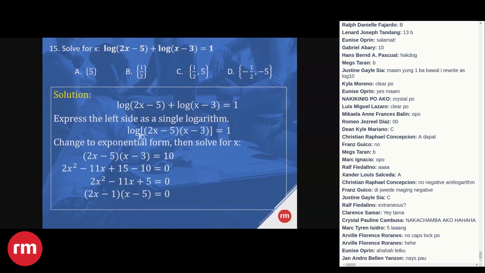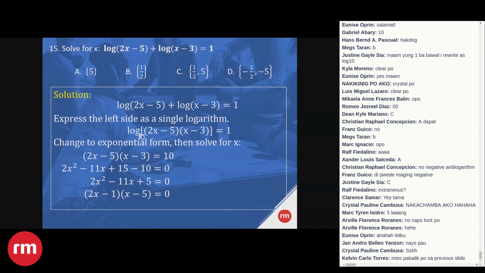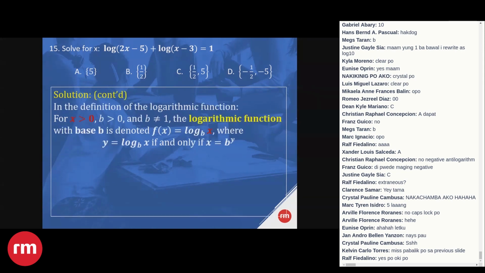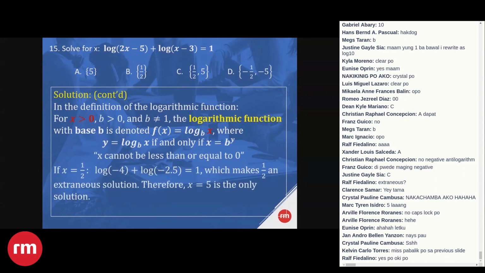Sige, summarize natin ulit ha. Ang ginawa natin, 3 steps lang. We write the left-hand side as a single logarithm. We transformed into exponential form. Kaya nakakuha tayo ng quadratic. Then finally, we did some manipulations and factoring. We arrived to 1/2 and 5. Pero si 1/2, it will make our argument negative. That's why it's an extraneous solution. So therefore, the only solution is 5. So we have letter A as our answer.